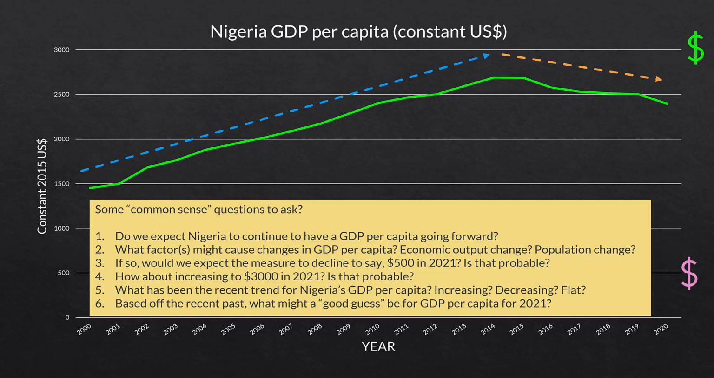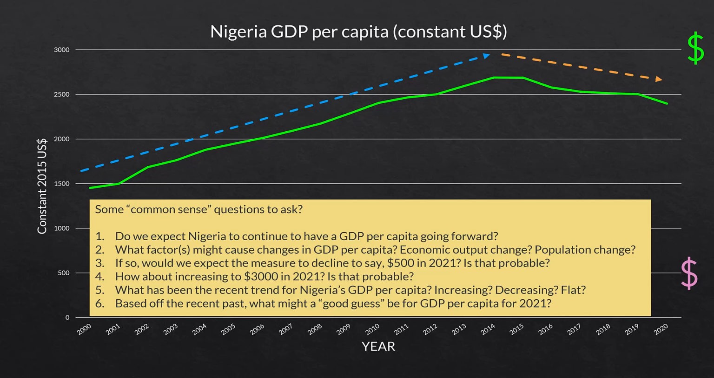How about increasing to $3,000 per person in 2021? Is that probable? Well, it's definitely possible, and it's much more probable than going down to $500. But again, in the time series data we have, there's nothing to indicate that this tends to move that drastically over a 1-year period. So it's probable, but not likely.